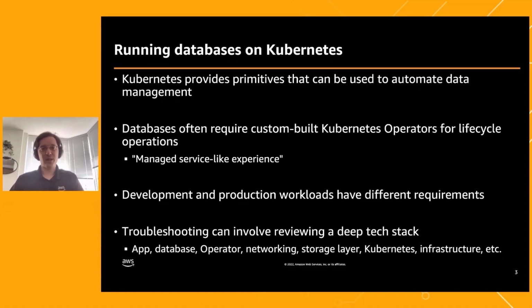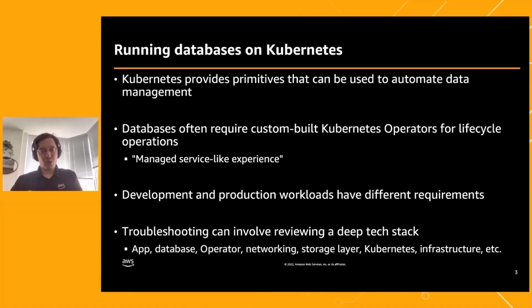In a production environment, you need things like high availability, the ability to have disaster recovery in place, monitoring, and so forth. And you have to build in a lot of these requirements as you build out your applications. That said, a lot of these Kubernetes operators do employ the features that you need for development and production workloads, and they can create that managed service-like experience that you see with Amazon RDS.